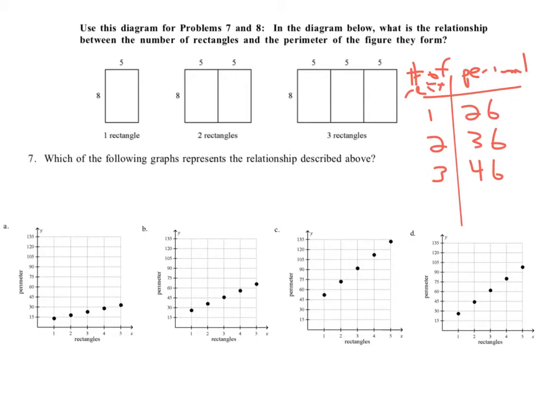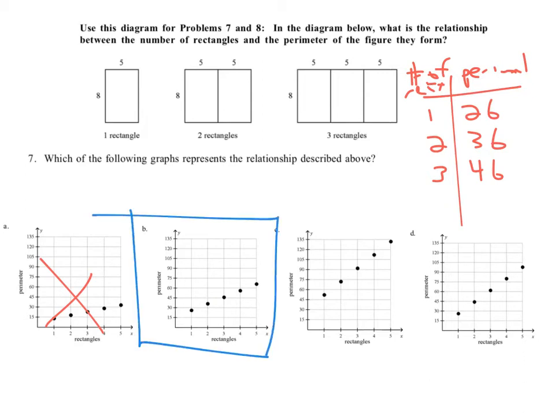Okay. So what we need to have is something where the first number of rectangles gets us up to 26, which this one doesn't, so we can cross that out. And then the next one, let's see, 1 rectangle, 26, that looks good. 2 rectangles, 36, that looks pretty good. 3 rectangles, 46, that one actually looks pretty good. None of the other ones have 26 for the first one. Well, this one does, but the next one is not 36 and 46. This is increasing too quickly. This is the one. And so that's your answer.